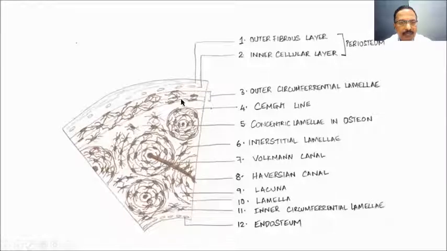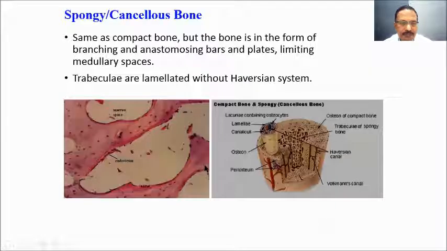Towards the periphery, you can see the outer periosteal circumferential lamellae, and here the inner endosteal circumferential lamellae, with the endosteum and periosteum. Why I showed this picture? This will be asked as a short note on the microstructure of the compact bone. You should draw a diagram like this, and all these features should be described in your description.